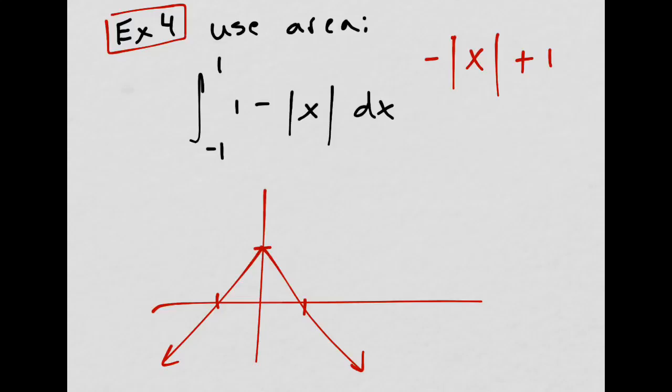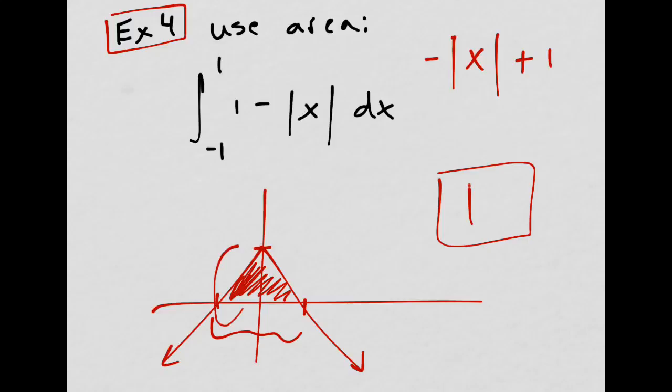That would be from -1 to 1. That's just, is that 1? Units squared? Because the base of the triangle is 2. 1/2 times 2 times the height of 1. Or you could do 2 triangles. This is a half, this is a half, add them together, it's a whole.